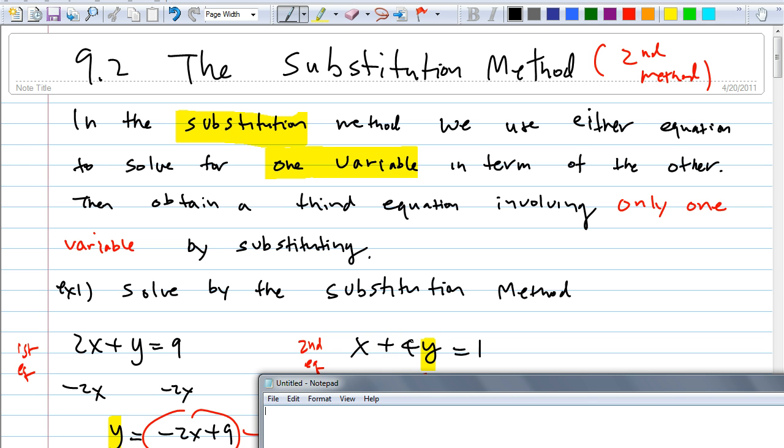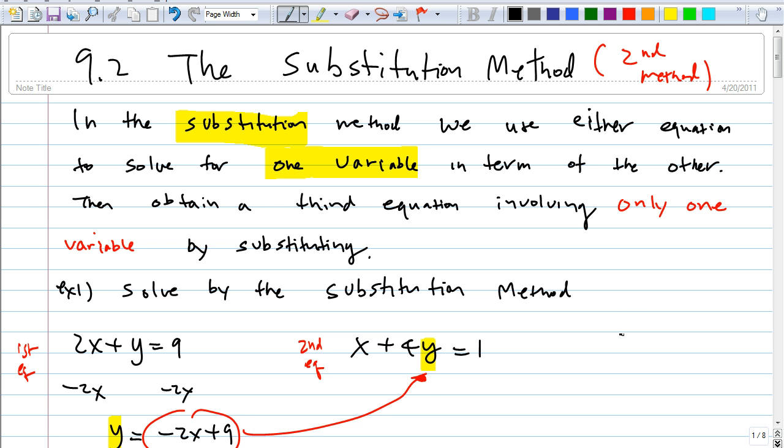Now, when you plug in, you should always use parentheses. If you don't, it's easy to make mistakes, right? So please do that. Can somebody tell me what to write, where I drew the arrow there? Let's see. Yeah, Chansu, what should I write? x plus 4 times negative 2x plus 9.